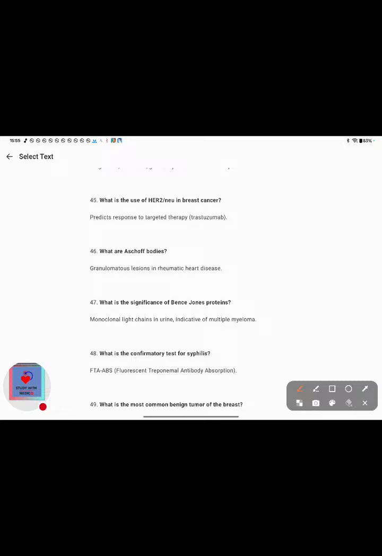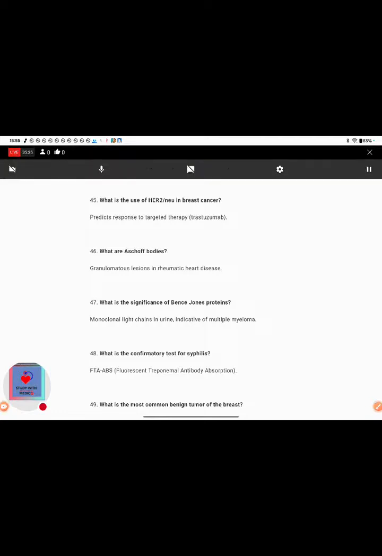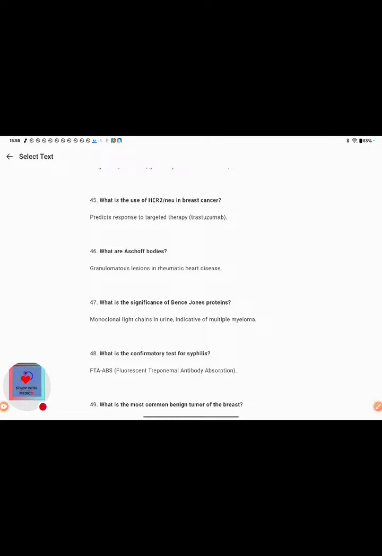What is the use of HER2? What is the use of HER2 or neu in breast cancer? It predicts the response to targeted therapy. Like you can give trastuzumab for HER2 or neu.